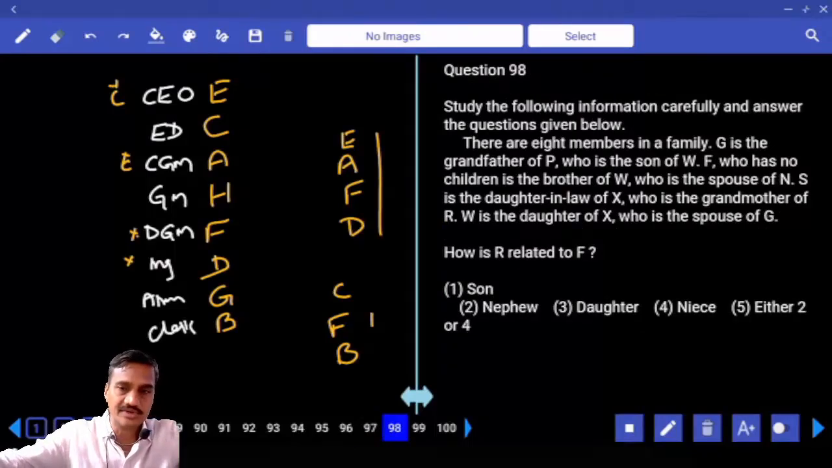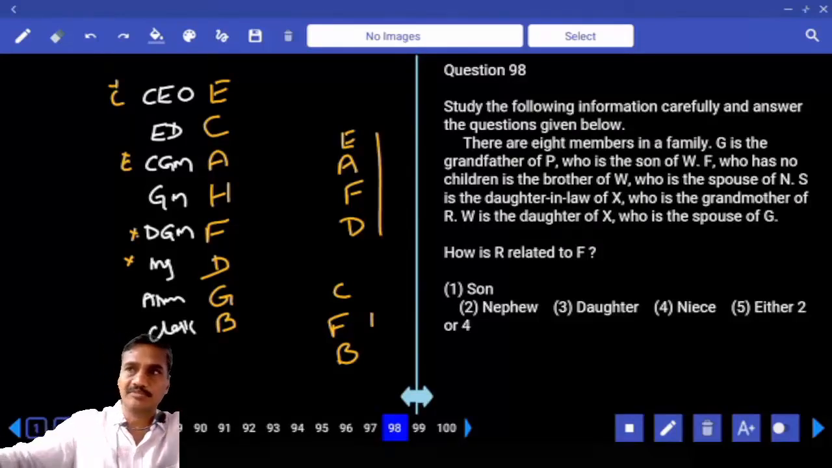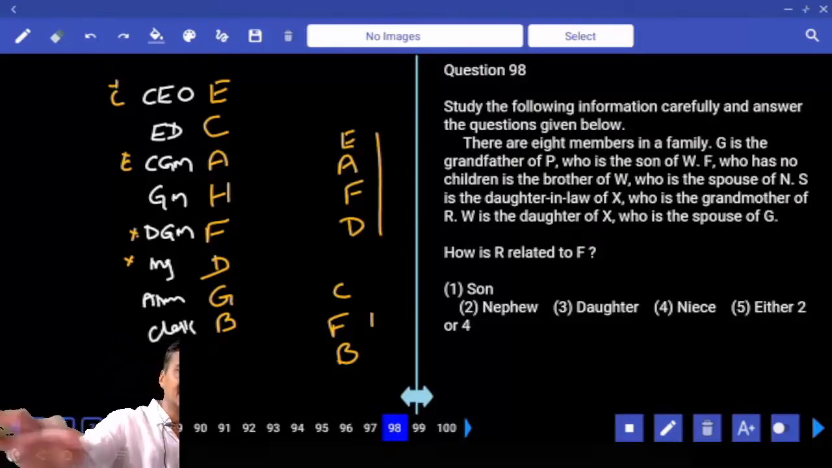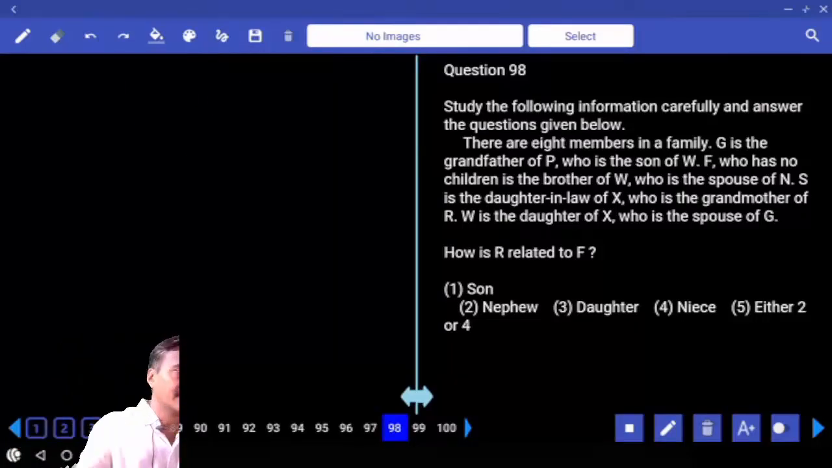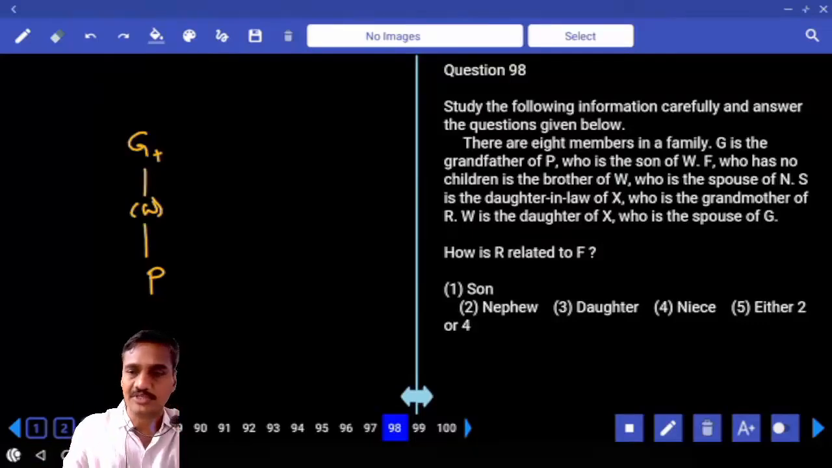Then 98 to 100. Now in this 98 to 100, there are 8 members in a family. How many members are there? There are 8 members in a family. And G is the grandfather of P. Now this G is the grandfather of P. That means G's child is P's parent. P is the son of W, whether this W is the child of G or the son-in-law or the daughter-in-law of this G. Because 2 possibilities ఉంటాయి.